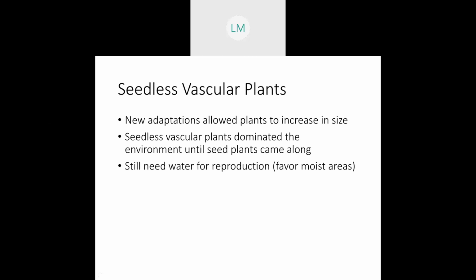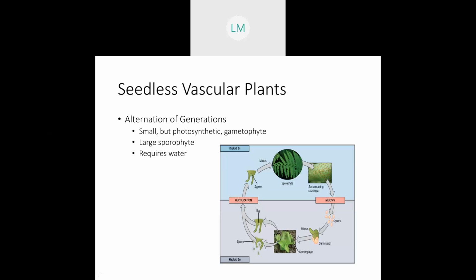All right. So even though these seedless vascular plants are more adapted to terrestrial life, they're still going to favor these moist areas because they still need water for that sperm to swim to the egg in sexual reproduction. So here we have our alternation of generations life cycle, just like we did in our bryophytes, except this one is going to be seedless vascular plant specific.